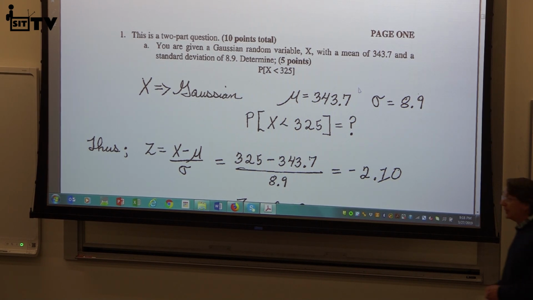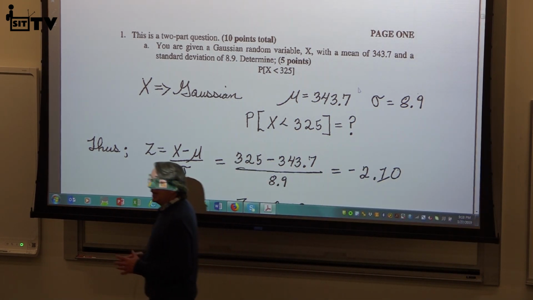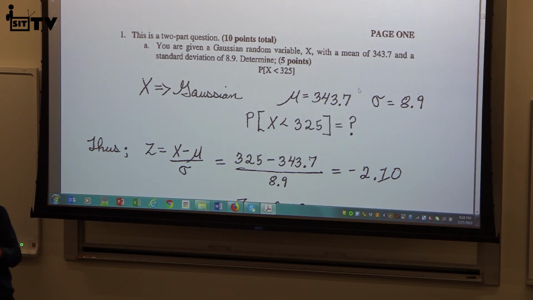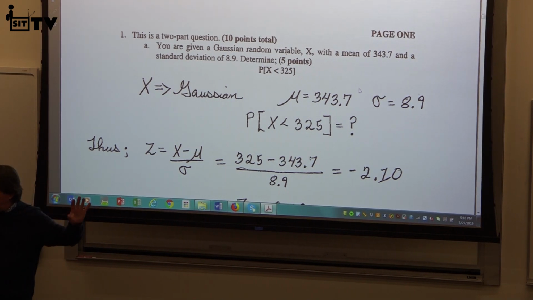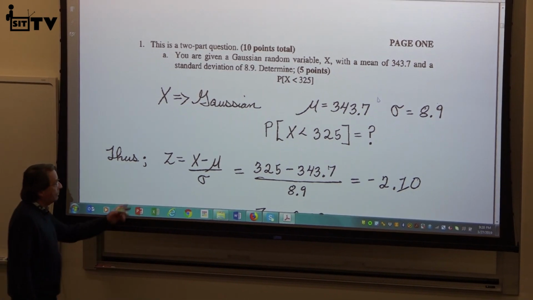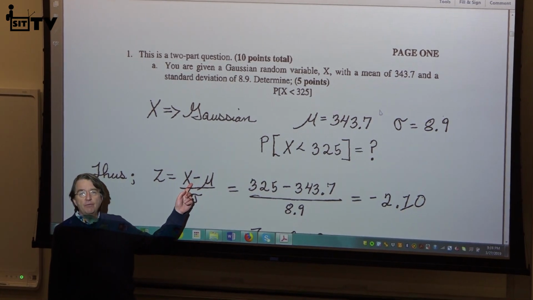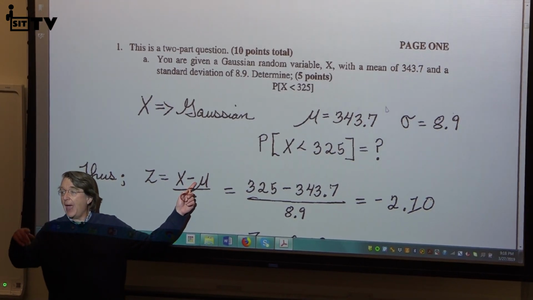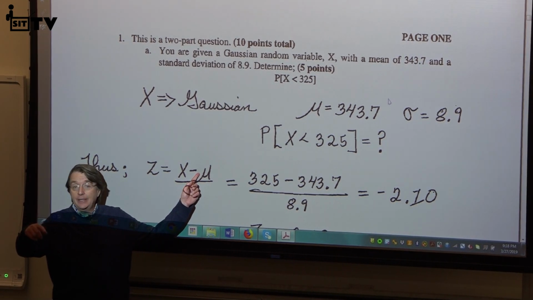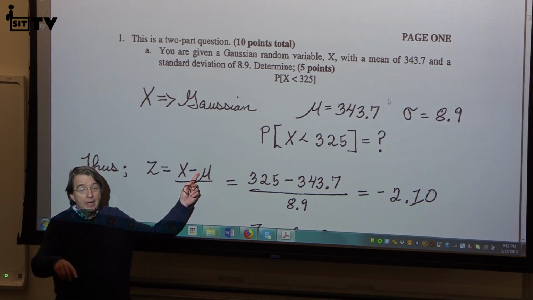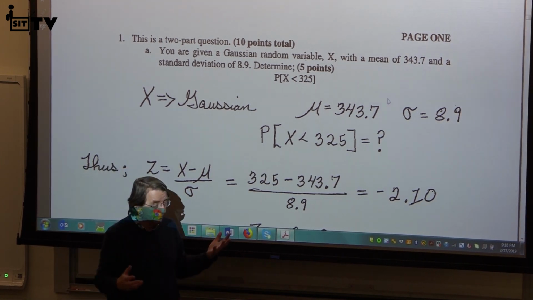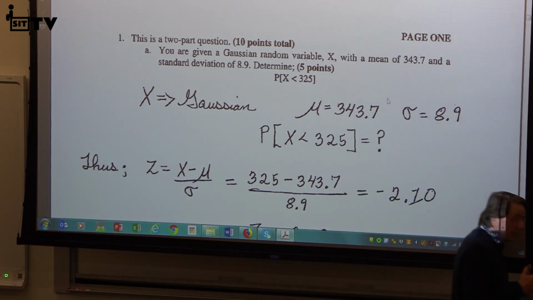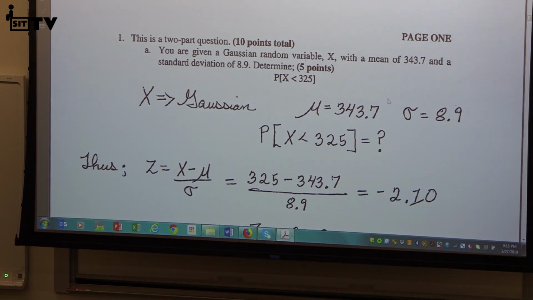First thing we have to do, since this is a Gaussian problem, is we have to convert everything to what's called the z variable. That's because there is a z table. And we can think of the z variable as a Gaussian random variable where we subtract the mean. So the z is a Gaussian random variable with 0 mean. And we divide by the standard deviation. So we can think of the z variable as Gaussian with 0 mean and a standard deviation of 1.